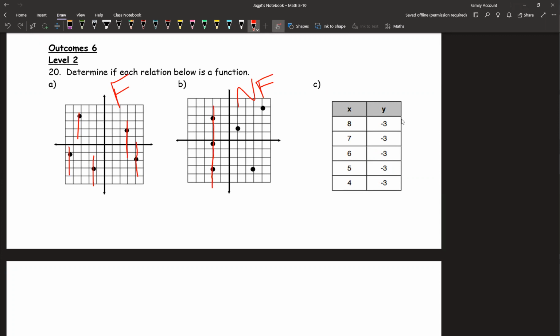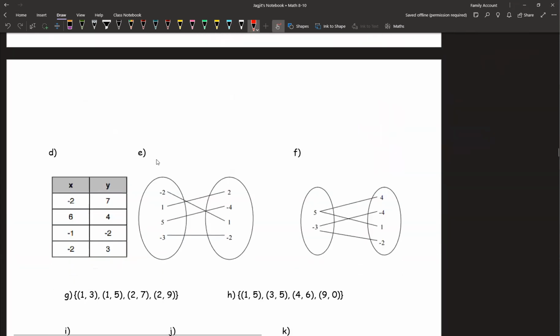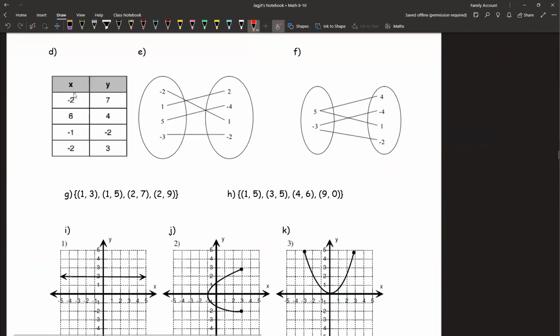When a table is given to you, you want to make sure no x value repeats. So we had 8. 8 doesn't repeat anywhere. 7 doesn't repeat anywhere. 6 doesn't repeat. 5 doesn't repeat. 4 doesn't repeat. No x values repeat. Therefore, it is a function. If any x value was repeating, then you would say it's not a function. Simple. Again, over here, you see the x value repeats straight away. It's not a function.